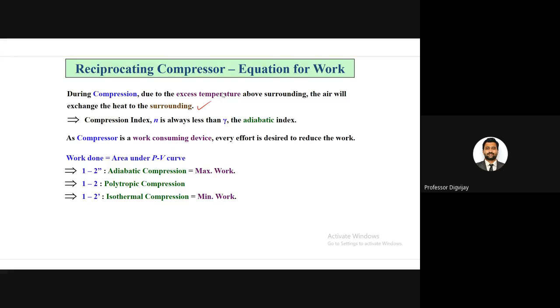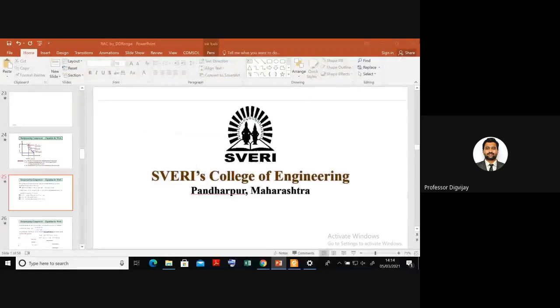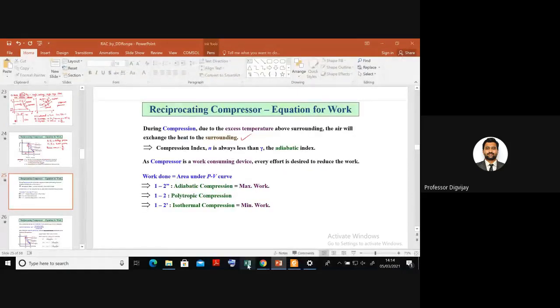And in some cases water jackets are also provided, and the water will carry away the extra heat. So quickly I will show you some figures of these reciprocating air compressors from the net.